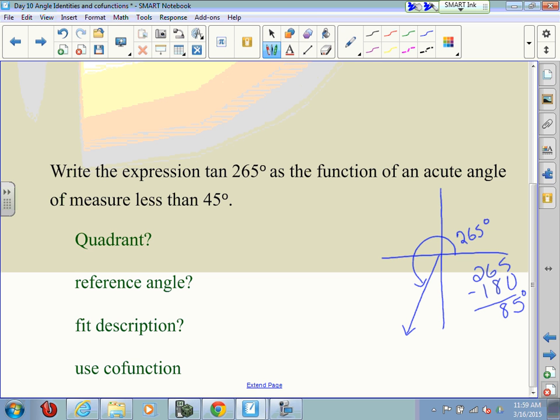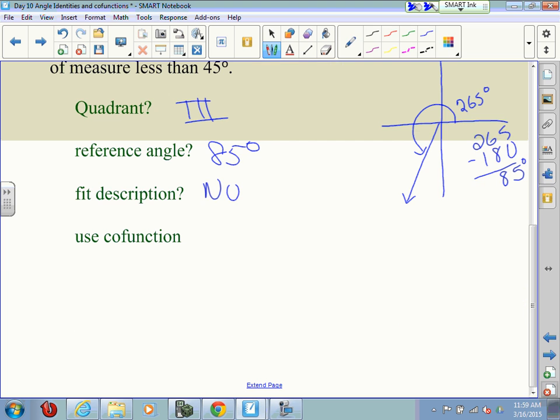Okay, so we got a problem. We have to write the expression tan 265 as a function of an acute angle whose measure is less than 45. Is 85 less than 45? No. So can we write tan 85? No, so we have to use the co-function. First of all, we're in quadrant 3. The reference angle is 85. That doesn't help us. It does not fit the description. So what's the co-function going to be? Cotan 5.